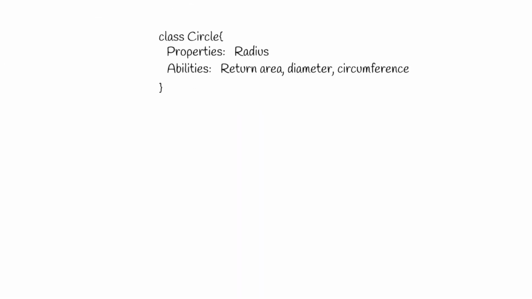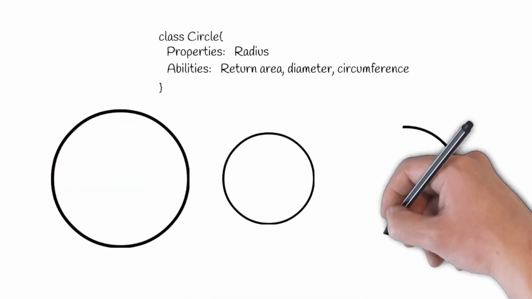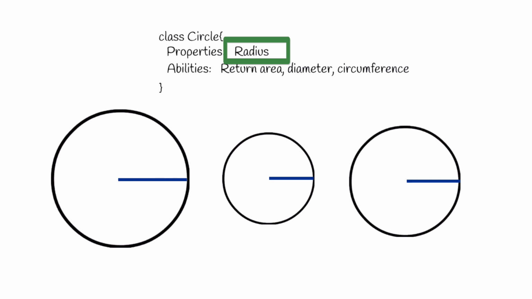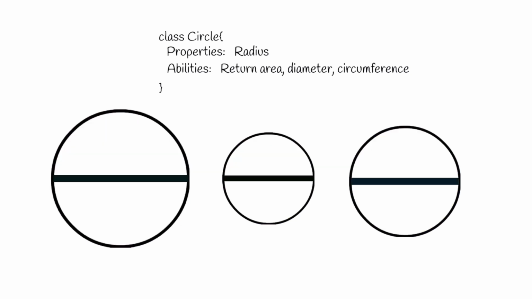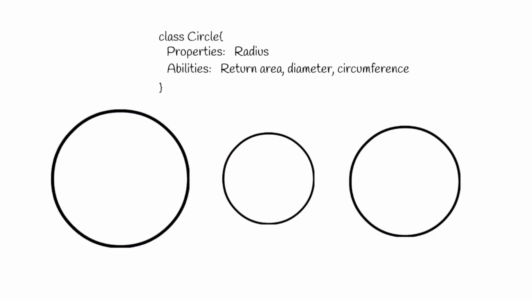Given the circle class, we can create as many circle instances as we want. Each instance must have a radius based on the definition. Each instance must be capable of letting us know the area, the diameter, and the circumference. Again, a class has properties such as radius in the circle example. This is actually the data. Different circle instances might have different data.